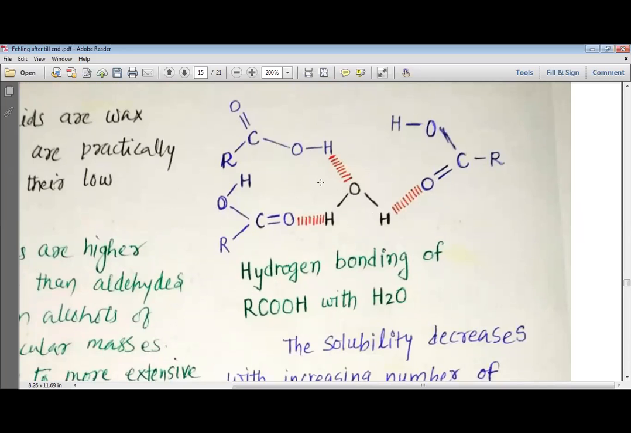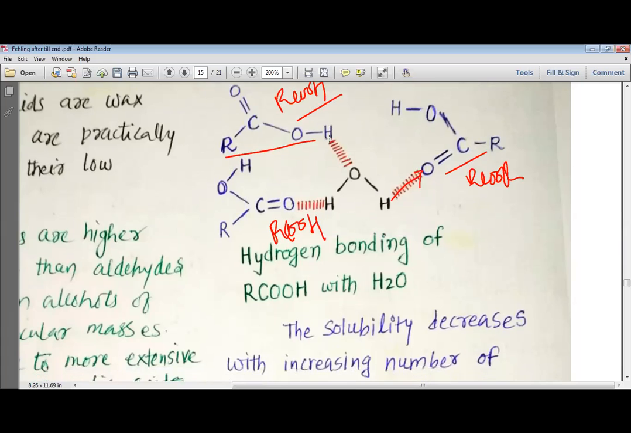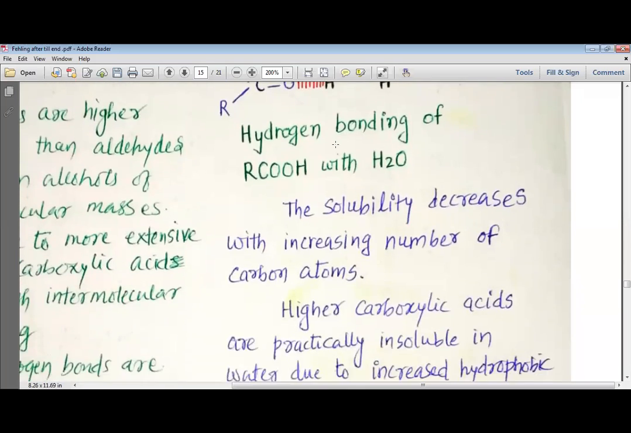You can see here, this is the water molecule. This is your H2O. This water molecule, this hydrogen has formed a hydrogen bond with one oxygen of the carboxylic acid. This is your RCOOH. You have the hydrogen bonded to another RCOOH. This is also your RCOOH. So you can see that a simple water molecule can make hydrogen bonds with three other molecules, or even more if the alkyl chain is smaller. So that is hydrogen bonding of RCOOH with H2O, and that is why they can easily form hydrogen bonds with water, and thus they become much soluble in water and they are miscible with water.